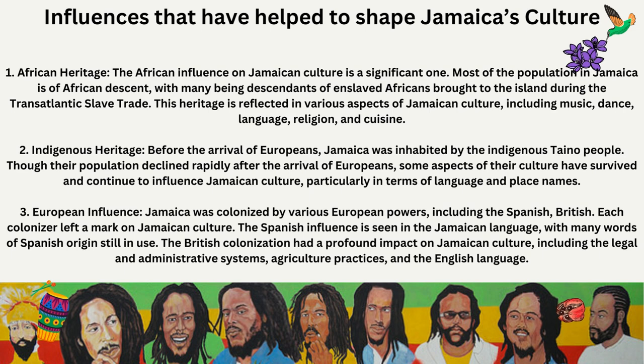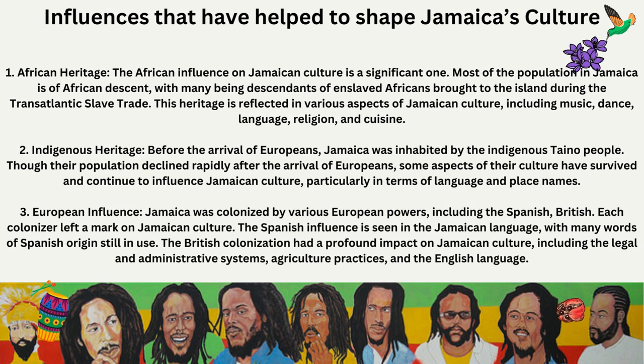Number 2, indigenous heritage. Before the arrival of the Europeans, Jamaica was inhabited by the indigenous Taino people. Though their population declined rapidly after the arrival of the Europeans, some aspects of their culture have survived and continue to influence Jamaican culture, particularly in terms of language and place names.